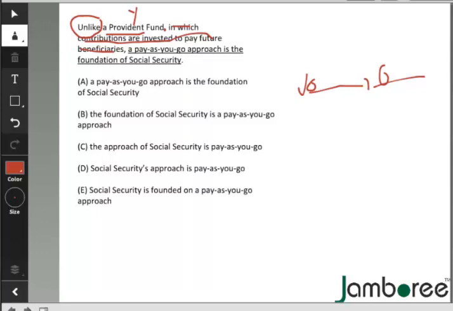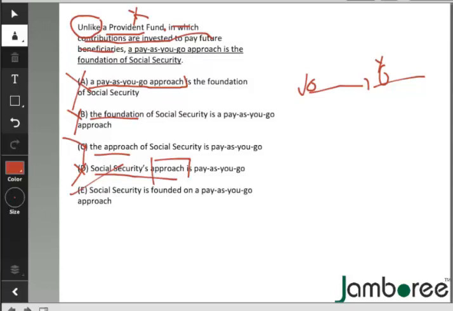So the comparison has to be between something similar. If your x is provident fund, your y also has to be something similar to provident fund. So let's compare: is provident fund something similar to a pay-as-you-go approach? No, it is not. The foundation, again not comparable. The approach, not comparable. The social securities approach is still an approach, by the way. Social securities approach does not mean social security. So it's out. So E is your correct answer. This is a very, very easy question, right?